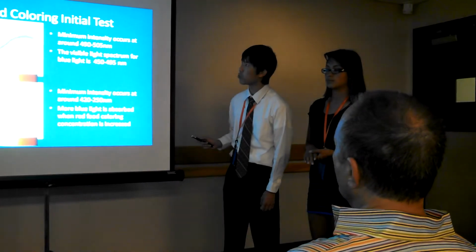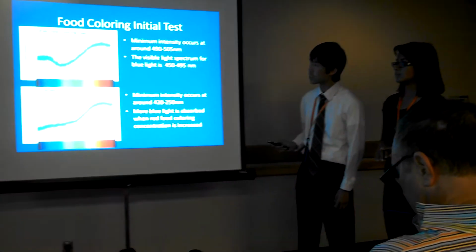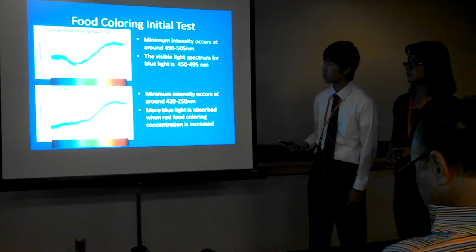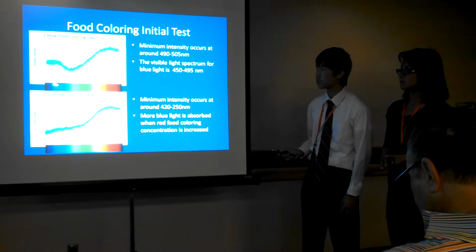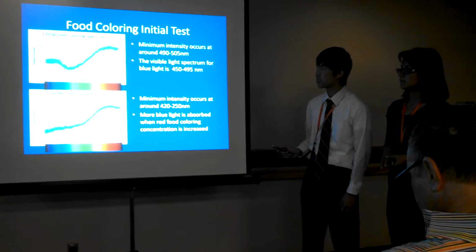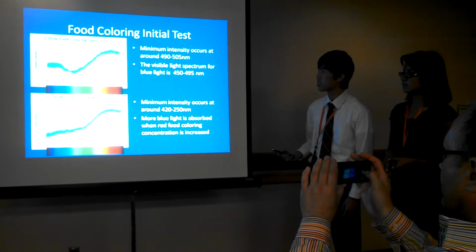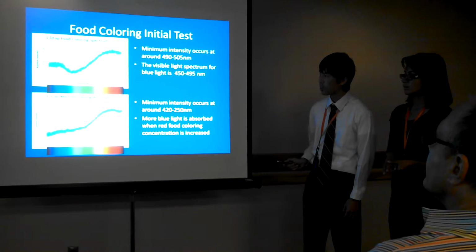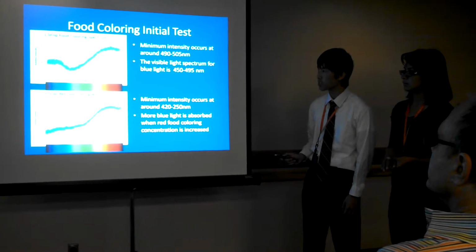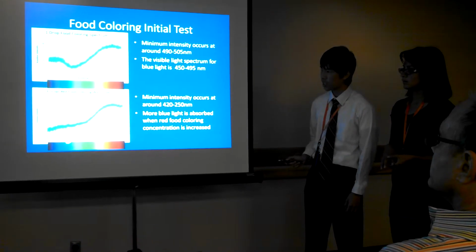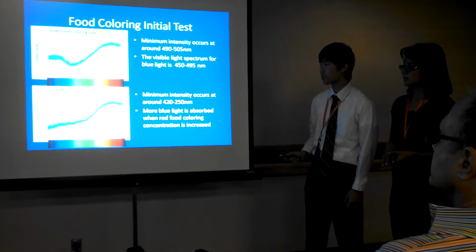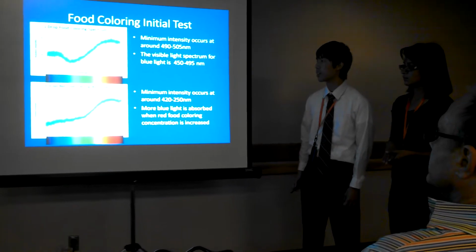First, when we added 1 drop of food coloring, you can see that the lowest point, where the most light was absorbed, is blue and green. This is because it hasn't saturated the entire solution yet, so it doesn't completely appear red. But then when we increased it to 3 drops of food coloring, it clearly absorbed the most blue light, which makes sense because it would appear red.